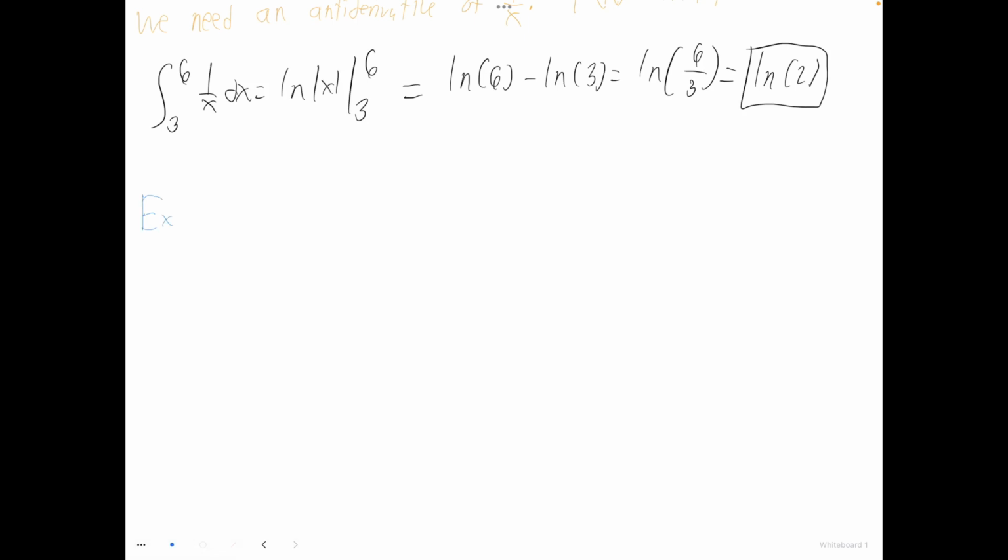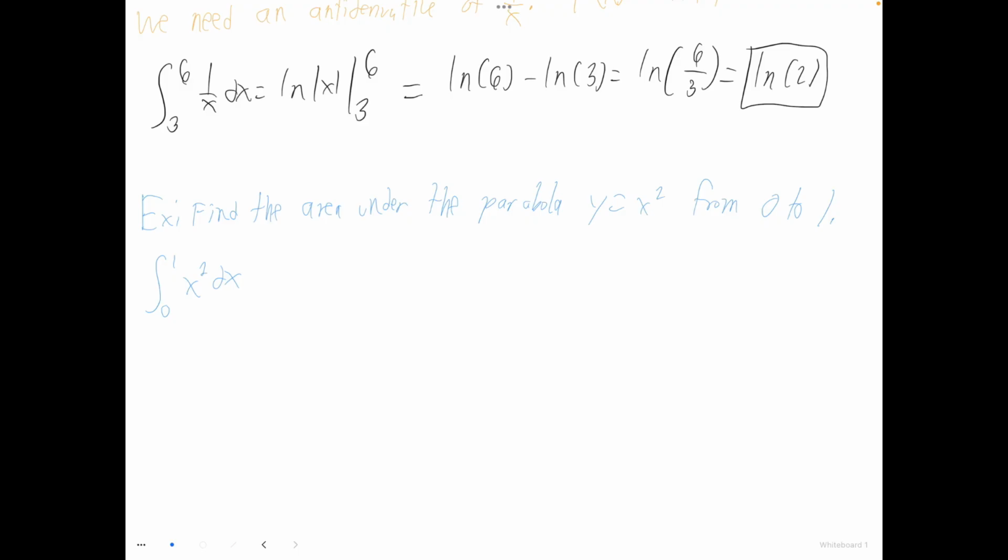Okay, next, we want to find the area under the parabola y equals x squared from 0 to 1. So we want to find the area under this parabola from 0 to 1. Well, what that's really saying is take the integral from 0 to 1 of x squared. Now, we have actually done this before using limits of Riemann sums. This is just to show you we can do it way faster.